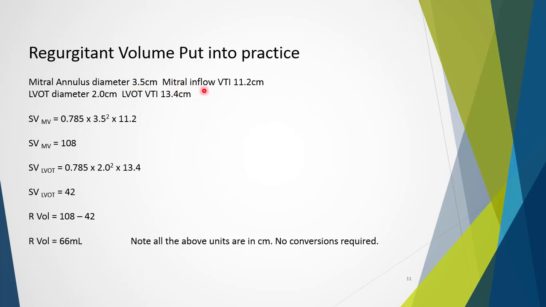and we've measured the VTI for the inflow at 11.2 centimeters. We measure the LVOT diameter at 2 centimeters and the left ventricular outflow tract VTI at 13.4. So throwing it all in, we get our stroke volume through the mitral valve of 108, and our stroke volume through the LVOT of 42. Simply subtract the two and we get 66 mL. Important with this particular calculation is that all our units were already in centimeters, so we didn't need to apply any conversions to the units.